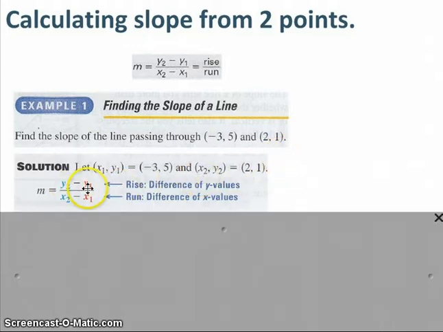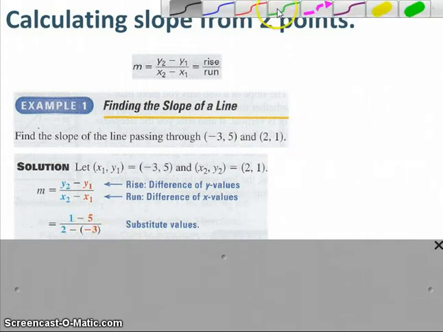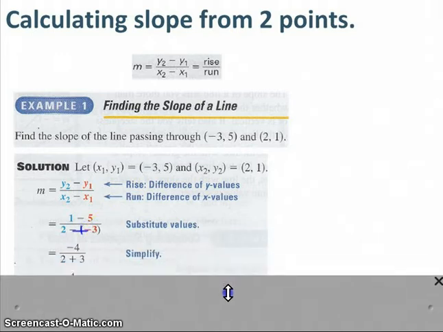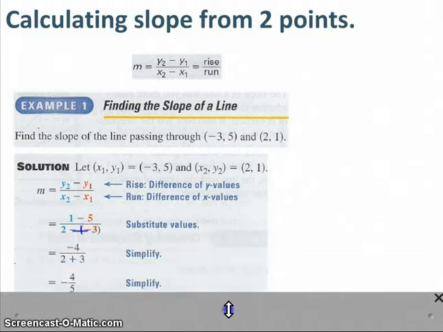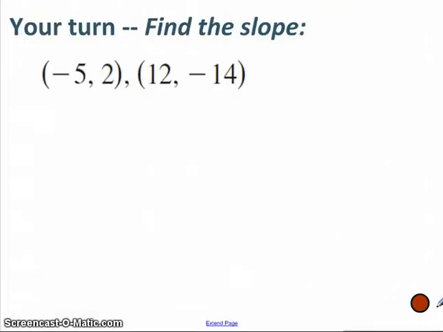So y2 minus y1 is going to be, in this case, 1 minus 5, and x2 minus x1 is going to be 2 minus negative 3. So notice that's what they've got here, 1 minus 5 over 2 minus negative 3. Now, do remember, when you've got minus negative, the easiest way to think of this is to change that into positive, so that becomes 2 plus 3 on the bottom there. And so now I've got negative 4 over 2 plus 3, or in other words, negative 4 over 5. And that's my slope.